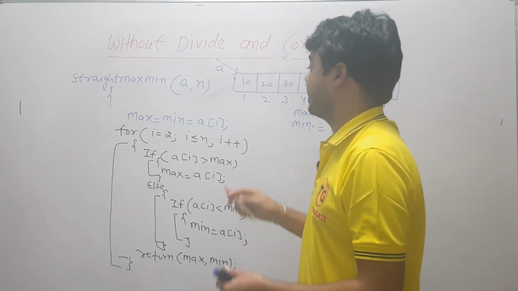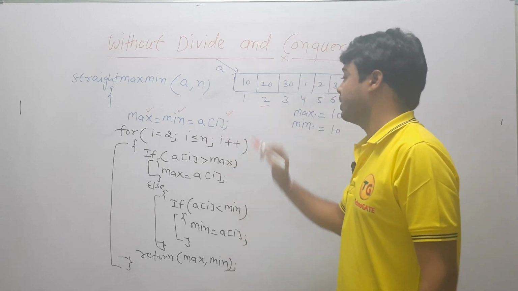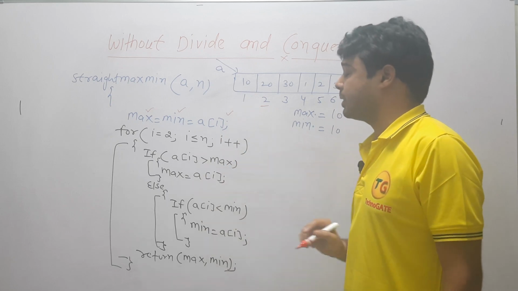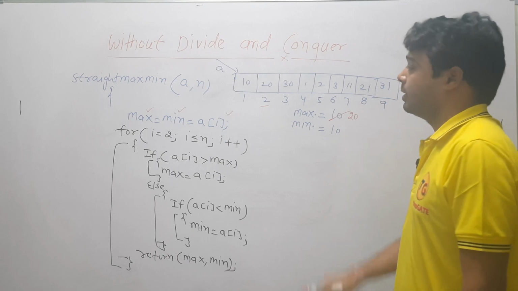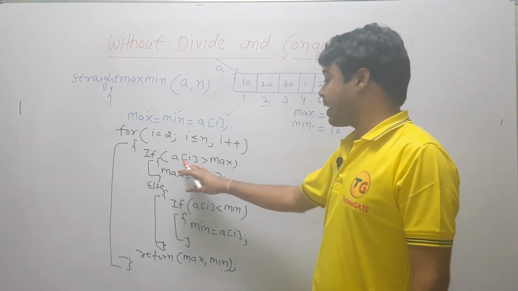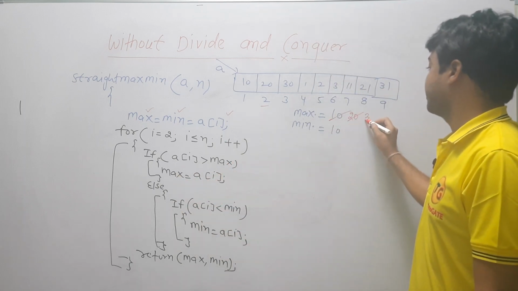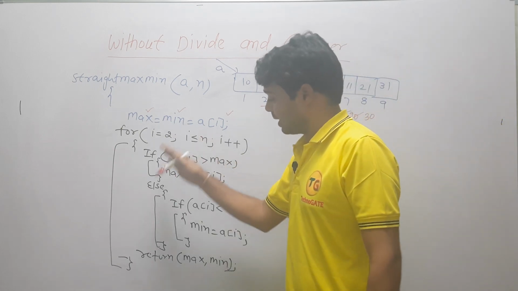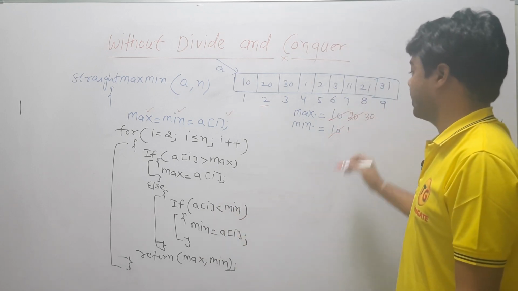So taking this one, maximum and minimum are the first element here. Now I is 2 here. So a of I, a of 2, 20 greater than maximum, yes. So maximum will update here. So this becomes 20 here. Now 30 greater than maximum, yes. So maximum will be a of I, that means 30 here. Clear here. Now 1 greater than maximum, no. Else if 1 less than minimum, yes. So update minimum here to 1.